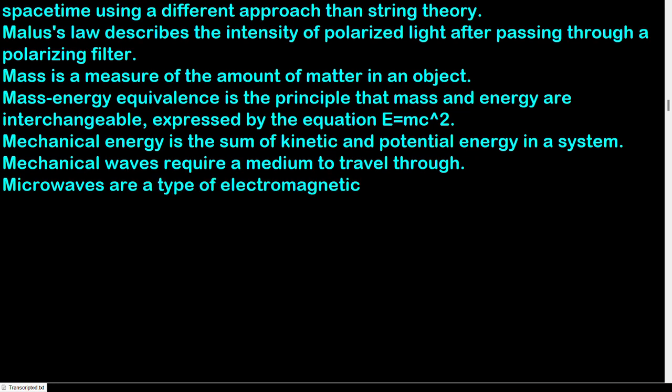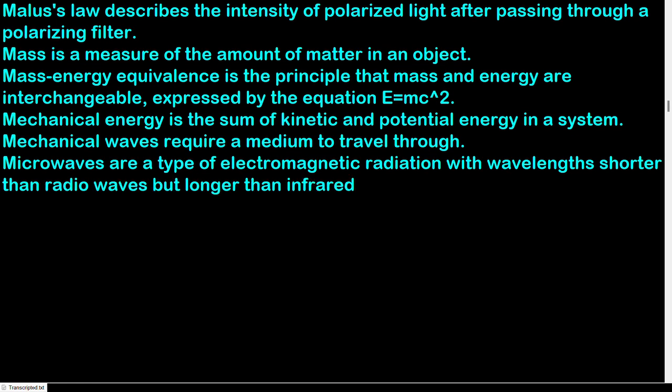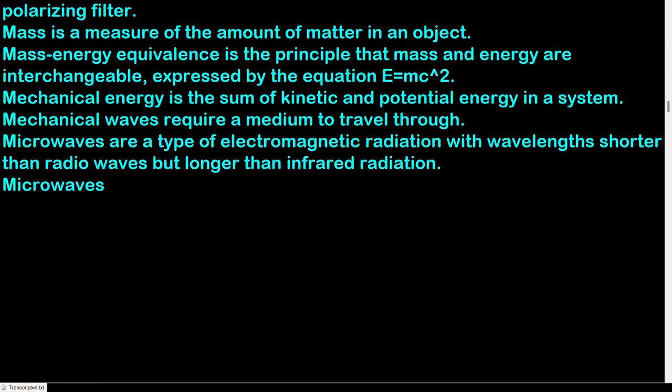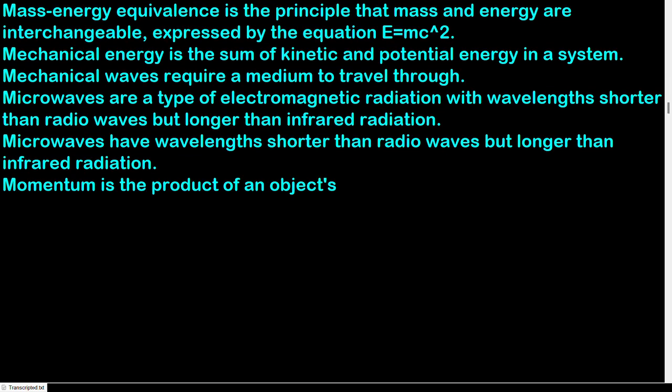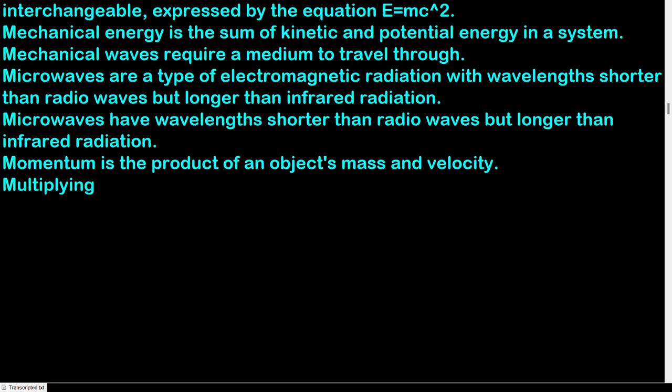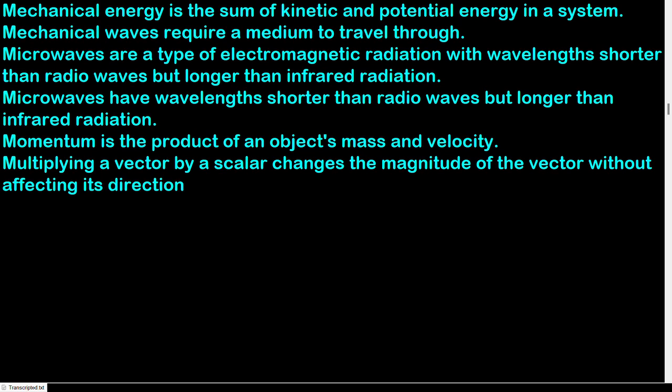Microwaves are a type of electromagnetic radiation with wavelengths shorter than radio waves but longer than infrared radiation. Microwaves have wavelengths shorter than radio waves but longer than infrared radiation. Momentum is the product of an object's mass and velocity. Multiplying a vector by a scalar changes the magnitude of the vector without affecting its direction.